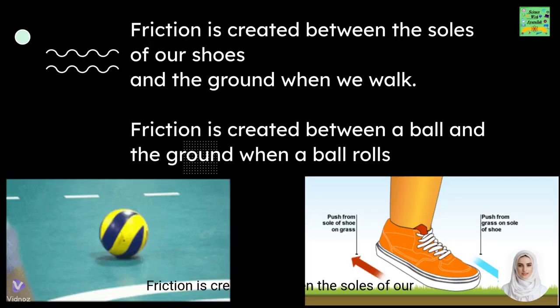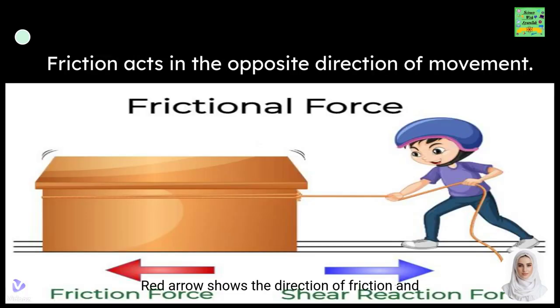Friction is created between the soles of our shoes and the ground when we walk. Friction is created between a ball and the ground when a ball rolls. Red arrow shows the direction of friction and blue arrow shows the direction in which box is moving.